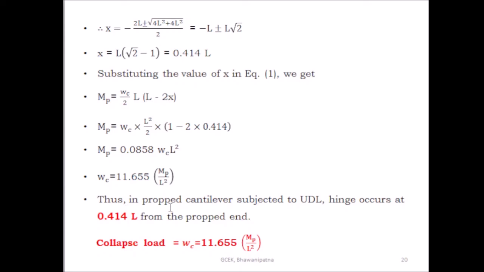Thus, in a propped cantilever subjected to UDL, the hinge occurs at a distance 0.414 L from the propped end and the collapse load is equal to 11.655 Mp divided by L².